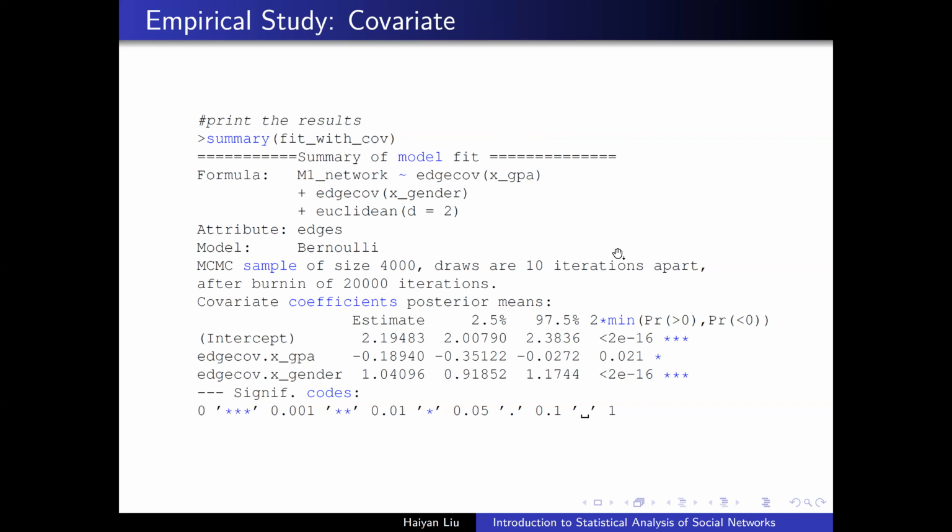So for the Bayesian framework, we could also report the 95% credible interval: the lower 2.5 percentile and the upper 97.5 percentile.